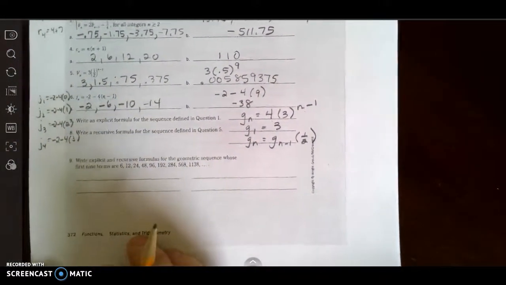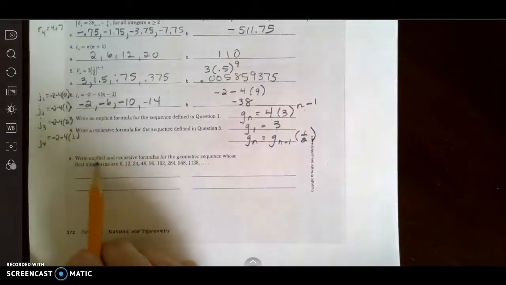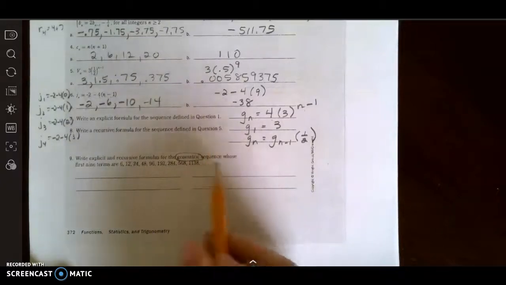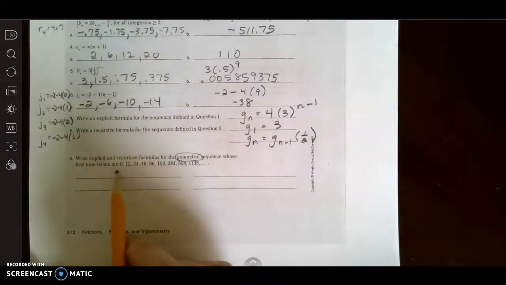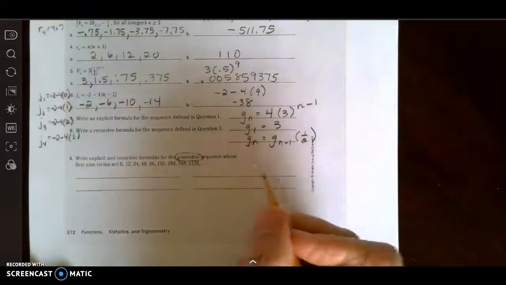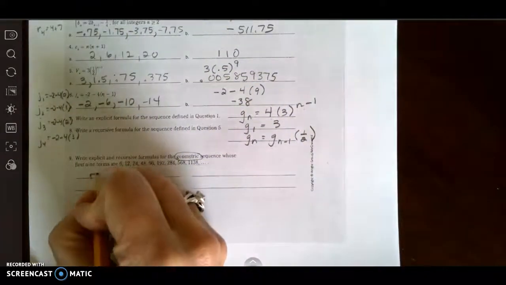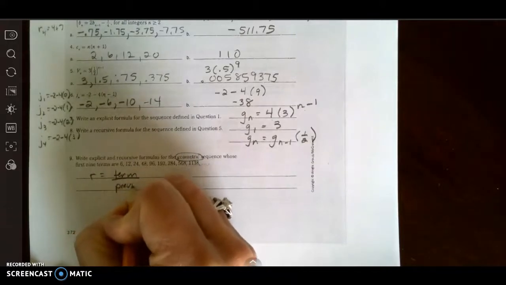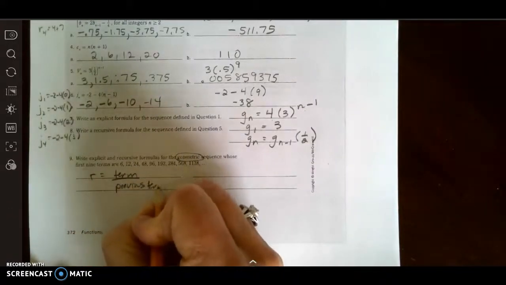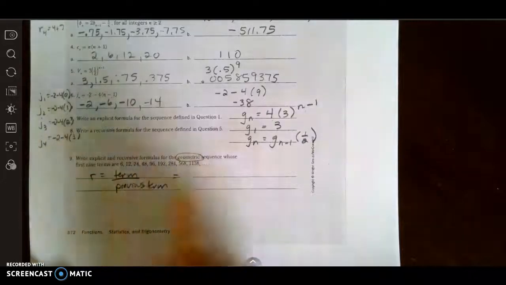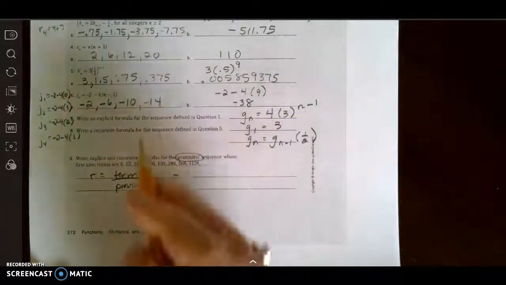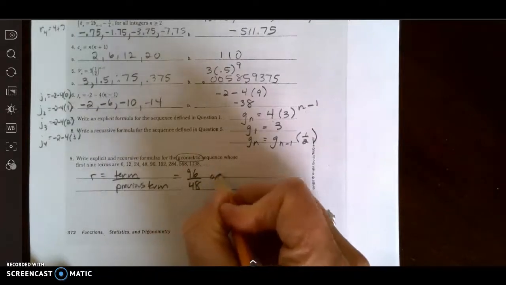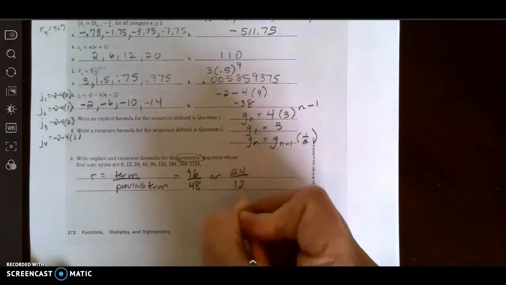All right, let's look at number 9. Write explicit and recursive formulas for the geometric sequence, they've already told me it's geometric, whose first 9 terms are as follows. So to find the constant ratio, you take term divided by previous term. So I can take any term and divide by the previous. I could take 96 and divide by 48. Or I could take 24 and divide by 12.